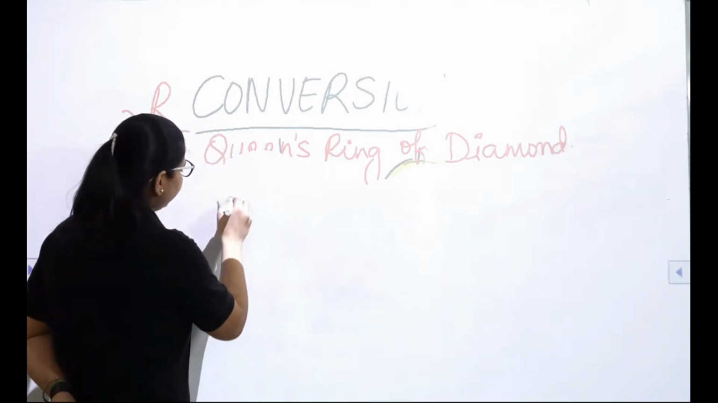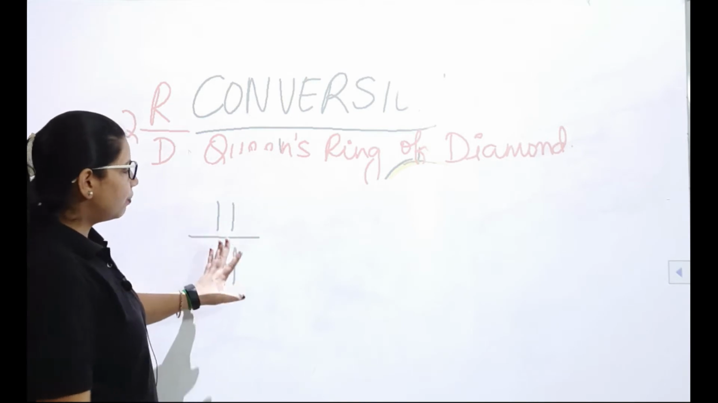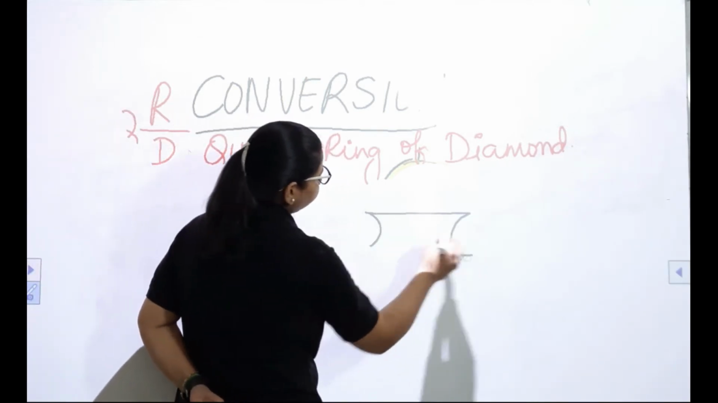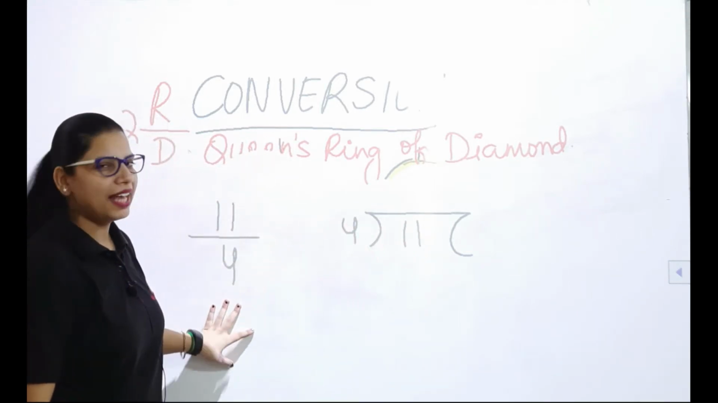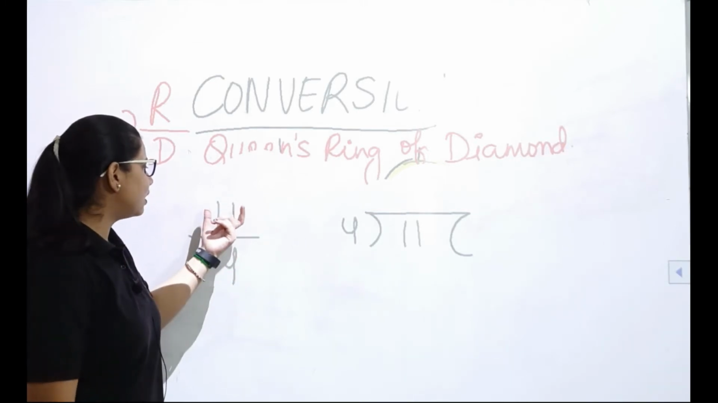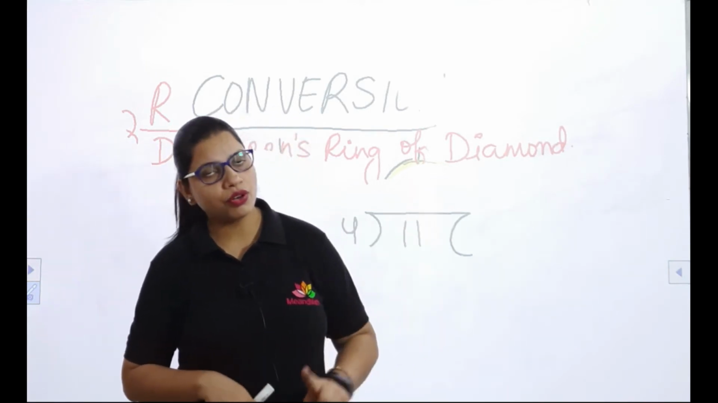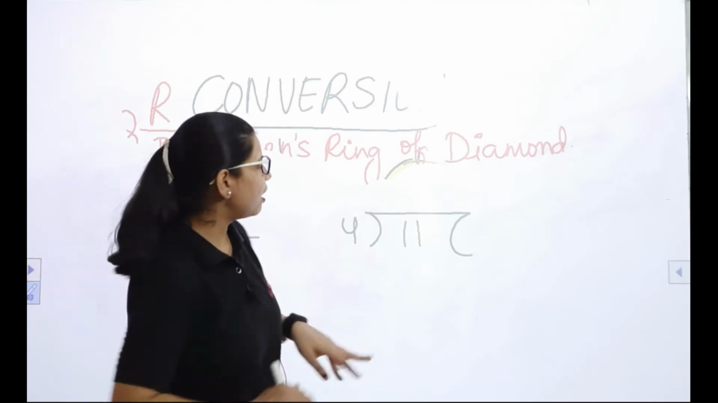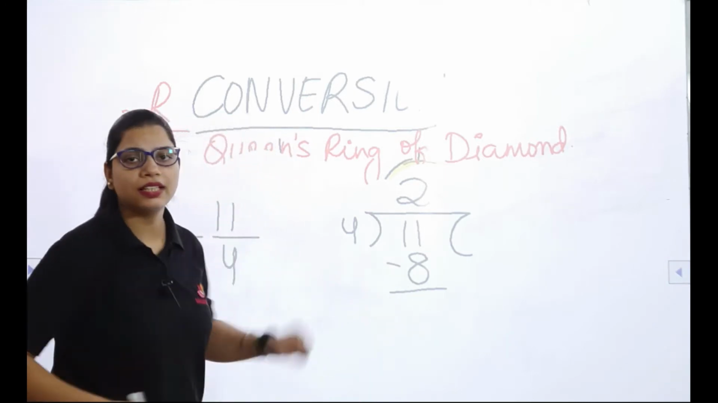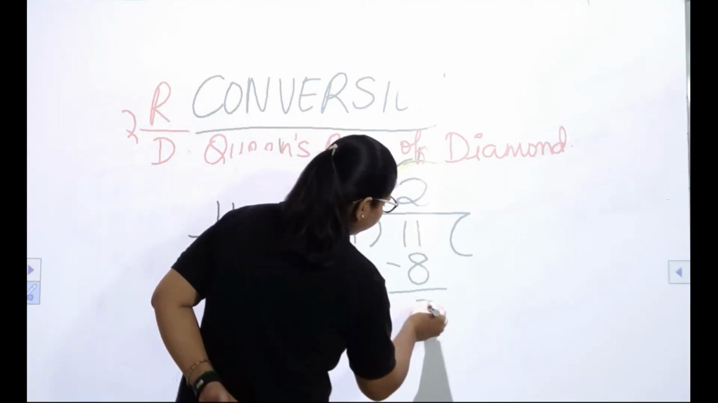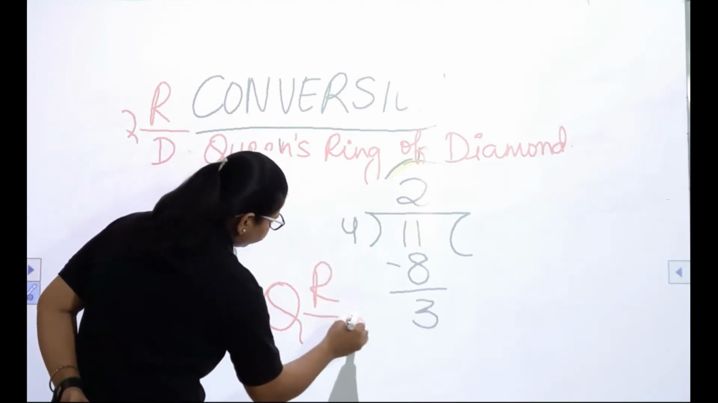If I'm writing 11 here and, let's say for example, 4 here, what will we do? We'll first of all divide it. 11, 4: numerator goes inside, denominator stays outside. We know 11 by 4 means 11 divided by 4. Right, so table of 4, not more than 11. 4 ones are 4, 4 twos are 8, 4 threes are 12. 12 is more, so we'll take 4 twos are 8. 11 minus 8, 8, 9, 10, 11, 3. Now we just put values on Queen's Ring of Diamond.